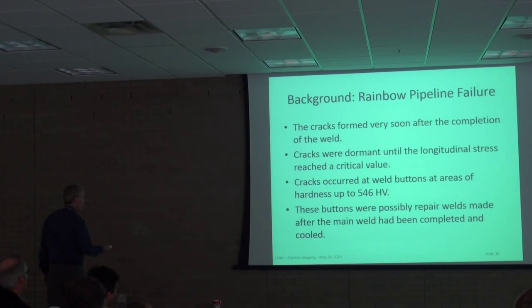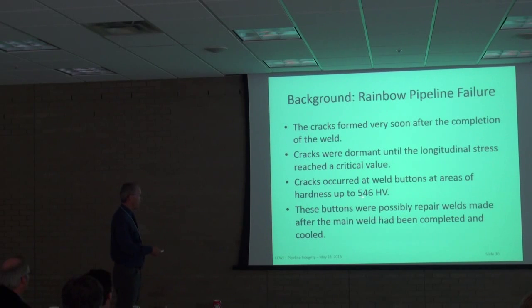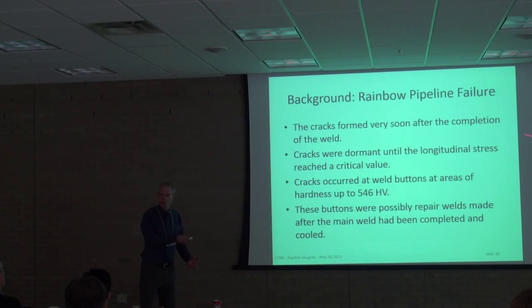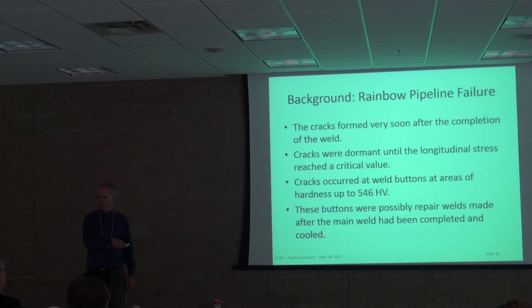And these cracks were in there when they did these weld repairs in 1980. Those welds cracked probably within a number of hours or days after being completed. Those cracks were there for years. And they typically occurred again in areas where there's really high hardness. Some of the hardness values of these things are 546. And again, a reasonable hardness is around 240, 220, 210. It's extremely hard. And these were at the weld pumps. And these were possibly repair welds made after the main weld was completed.